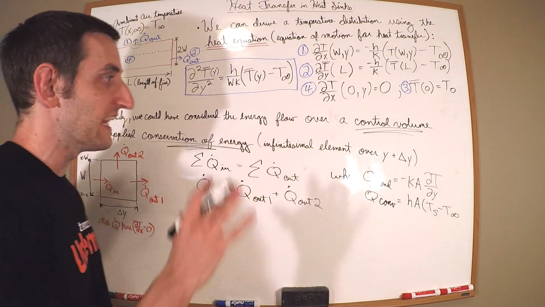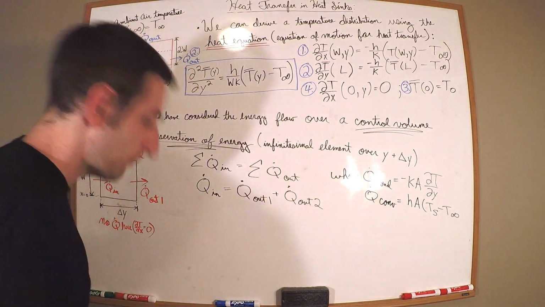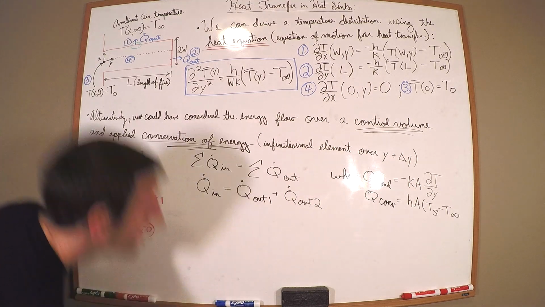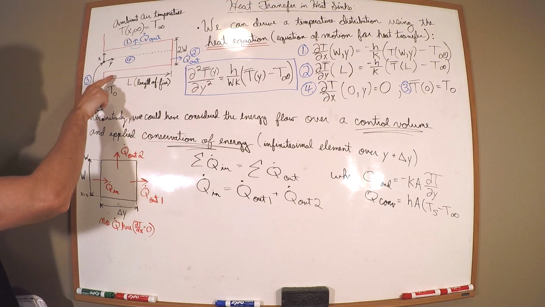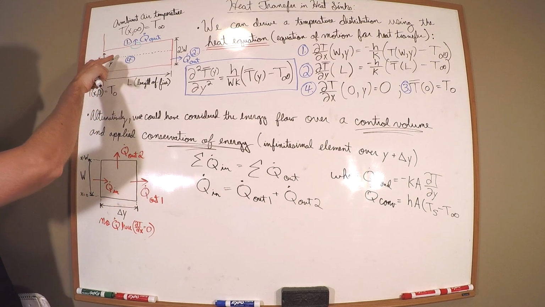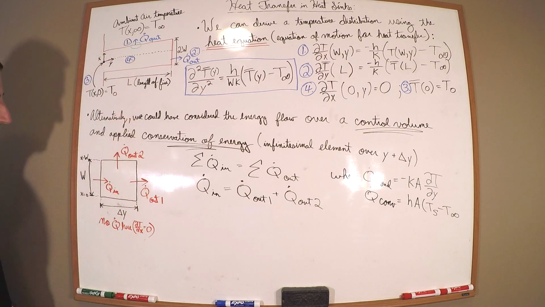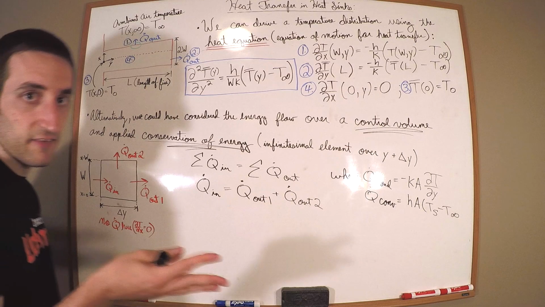And we're going to do this over an infinitesimal element over the fin. It's going to be over a distance y plus delta y. Okay? So we take this guy, we're going to cut it infinitesimally as such. It's going to be a width of y plus delta y. And we're going to do it from x equals 0 to x equals w. Because again, we have no heat transfer across that center line.